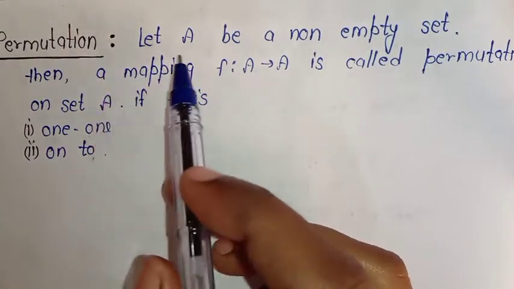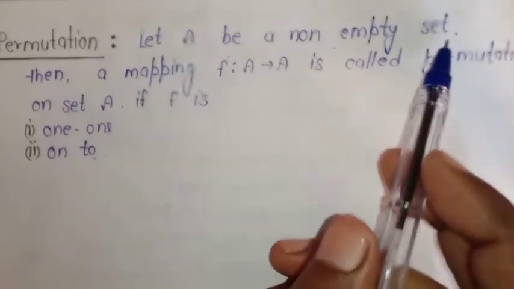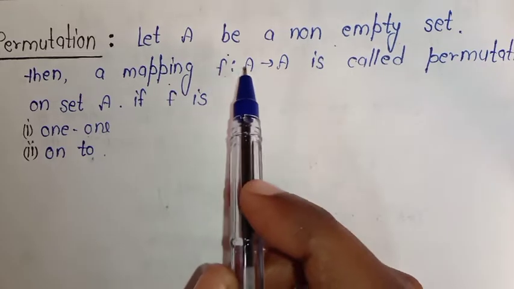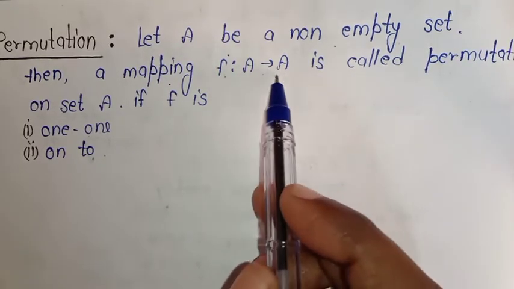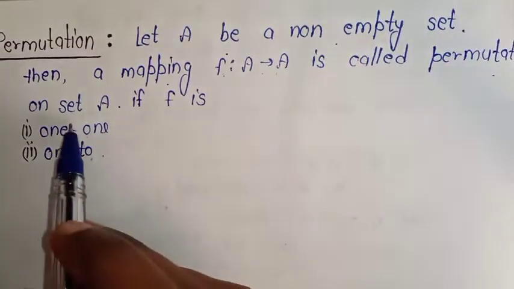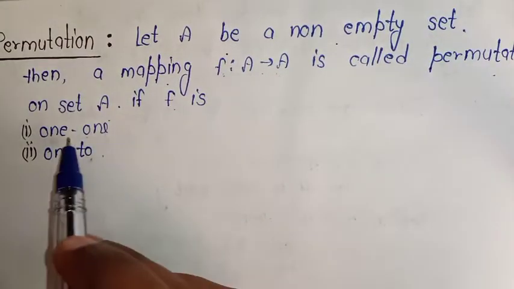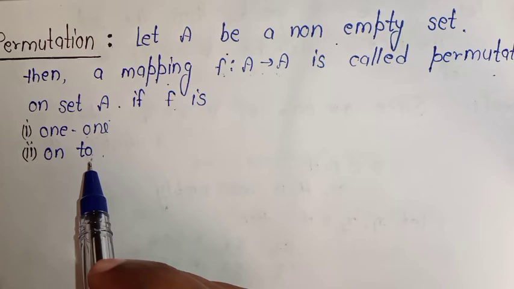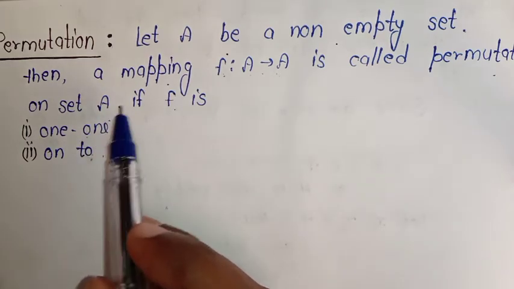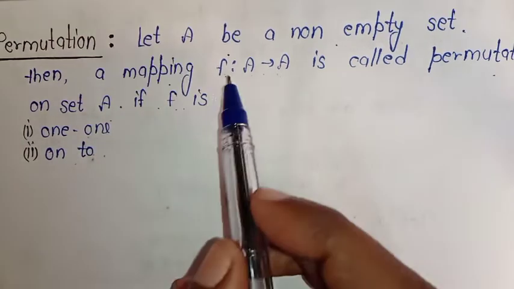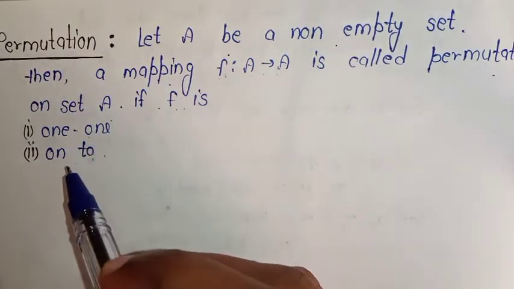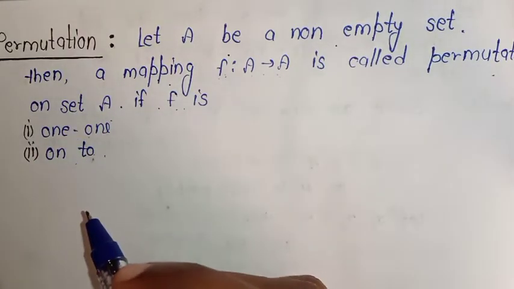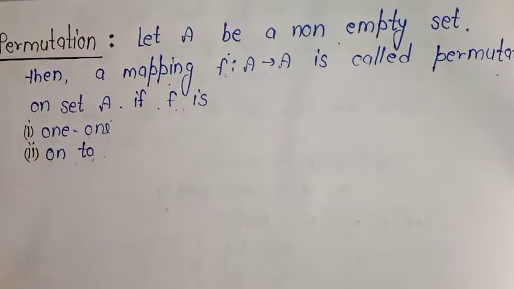So a permutation: let A be a non-empty set, then a mapping f from A to A, that is, a mapping from the same set to the same set, is called a permutation on the set A if f is 1-1 and onto. We all know about 1-1 and onto mapping. So if f is 1-1 and onto, then it forms a permutation. Now we will learn how to denote a permutation on a set.